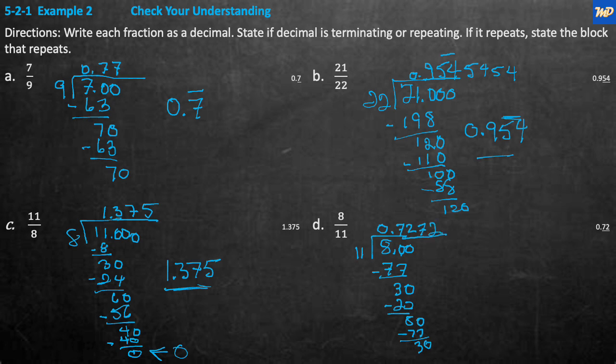So as you can see, it repeats. Okay? So our repeating number is the 72. So the answer here is 0.72 repeating. Oh, I shouldn't have done that. I made it too long. Sorry. I'll go this way with it. There. 0.72 repeating.